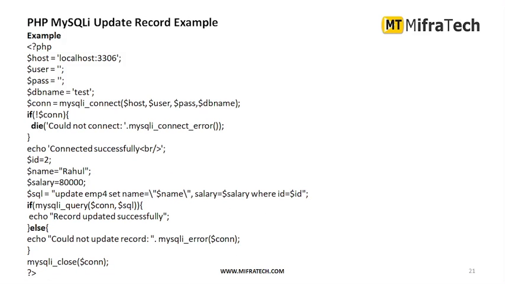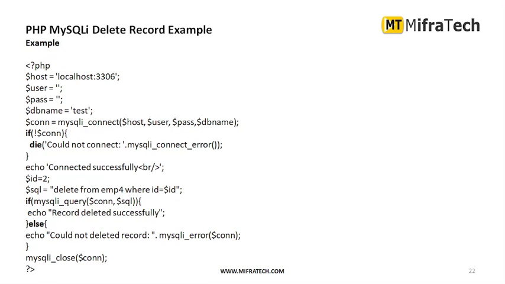For updating records, we can modify them by giving an SQL code: update emp4 set name, and here we are using salary where ID is equal to ID. The connection has been established, and if it is successful, record updated successfully, or it will show an error. It is the same for delete. If the record is inserted and you want to delete a record, you can delete it.